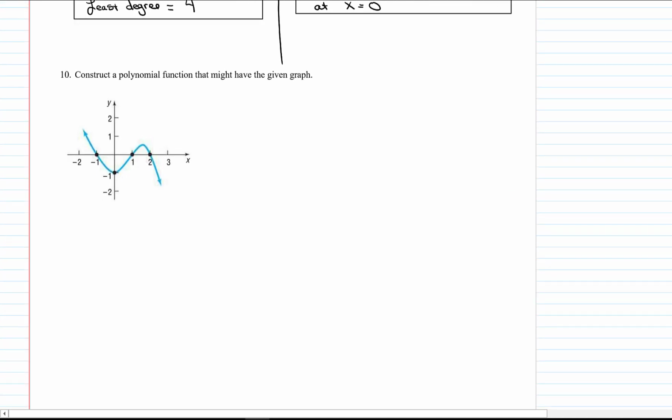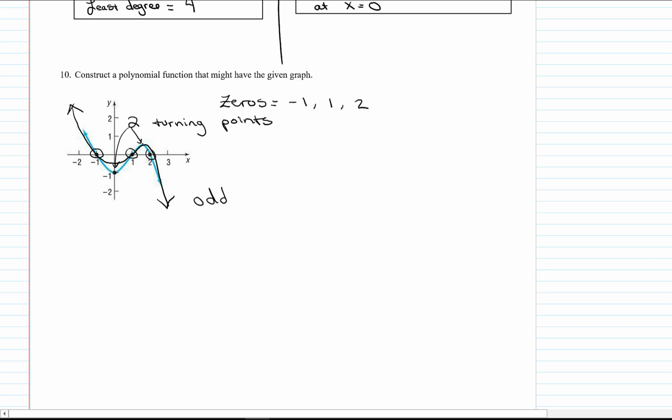10. Construct a polynomial function that might have the given graph. Well, let's count the zeros. We have 3 zeros, and those zeros are going to be -1, 1, and 2. And let's also count the number of turning points. It's got 2 turning points. So I know that the number of turning points is going to help me determine the degree. So the least degree of this polynomial would have to be 3.